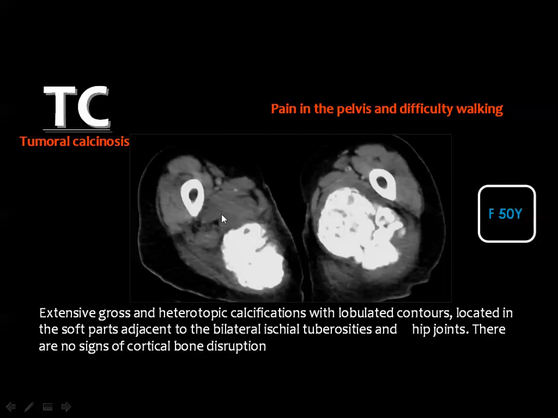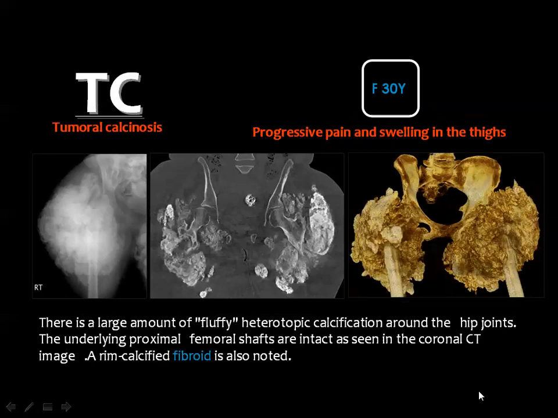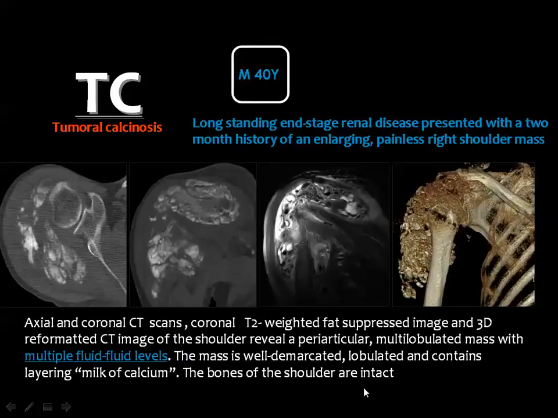And here you see a female patient, 50 years old, with bilateral upper thigh, very big masses of dense calcification, and the femora are intact. Another example: you see bilateral big masses around the hip joint showing dense calcification and ossification, and there you can also see a fibroid in the uterus.